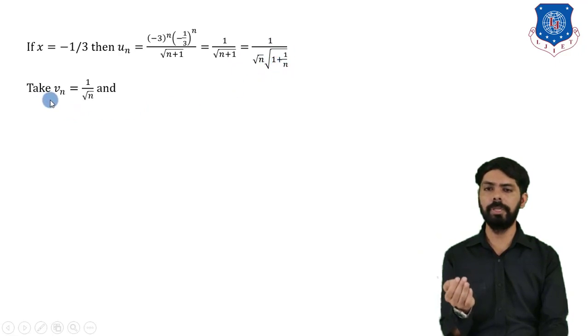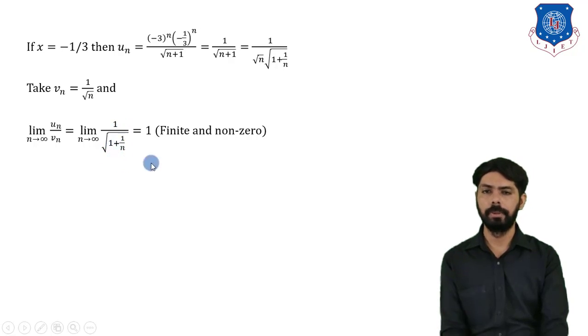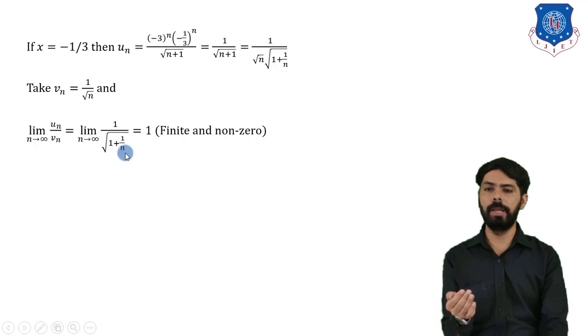Now we will take Vn is equal to 1 divided by root n, and limit n tends to infinity un divided by Vn is equal to limit n tends to infinity 1 divided by square root of (1 + 1/n). So here we will replace n by infinity. So it will be 1 divided by infinity, and 1 divided by infinity is 0. So here it will be 1 divided by 1. So it will be 1, which is finite and non-zero.